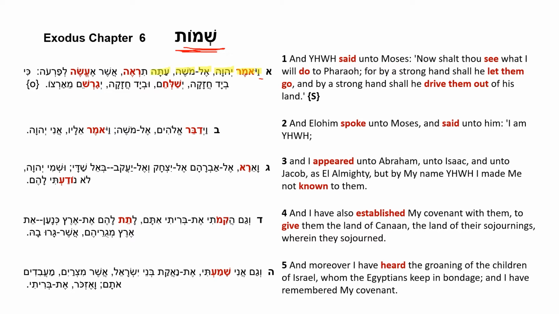Atah means you. And then Tireh. The Tav makes it future, so you will see. Asher, that which or what. Ease will do. And then we have the prefix lamed, which means to again, and then Pharaoh. So that's how we get the translation of that passage. And Yahweh said to Moses, now you shall see what I will do to Pharaoh.